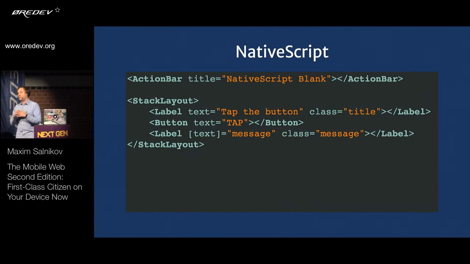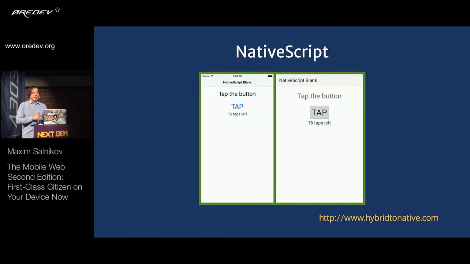The same piece of functionality written in NativeScript: an action bar, which is kind of a header, a button, and some texts. And the result is the following. Obviously, it differs from what we saw in Ionic, because these are native headers and native buttons for iOS and Android.